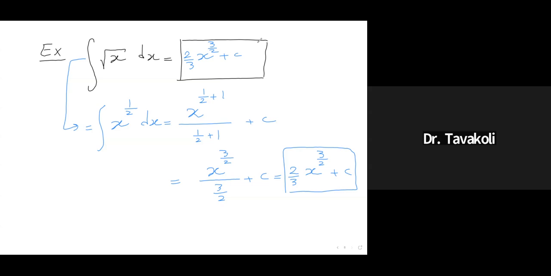And as you know, we can also write this answer in a different way, using the radical sign. So this is going to be 2/3 times radical of x cubed. This is also another acceptable form of the final answer. Either one is fine. Using basic algebra, you know that x to the power of 3/2 is the same as radical x cubed. So either one is acceptable.